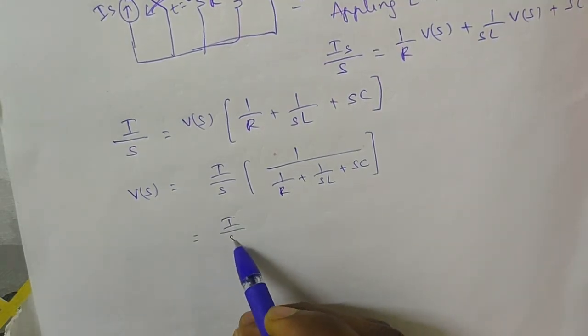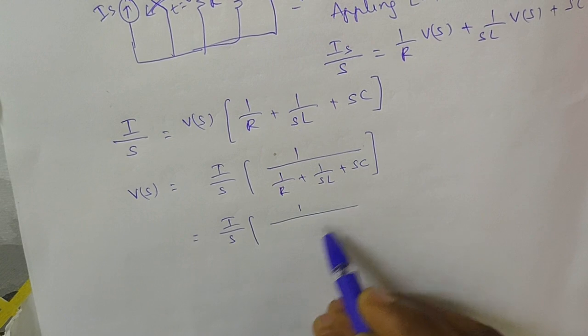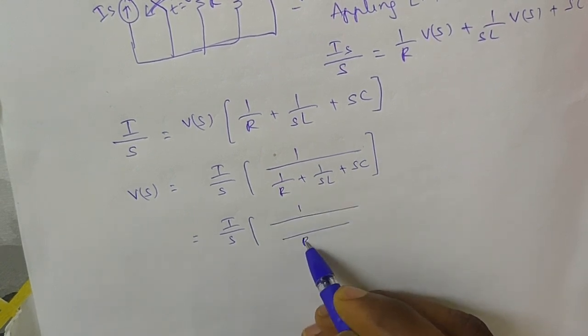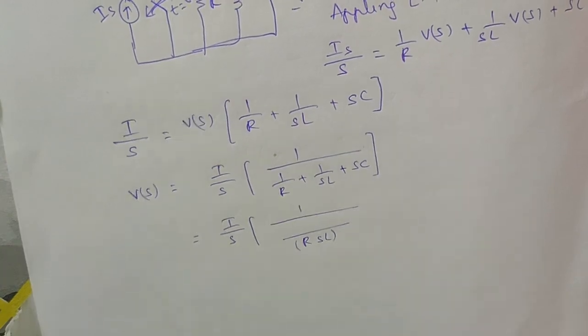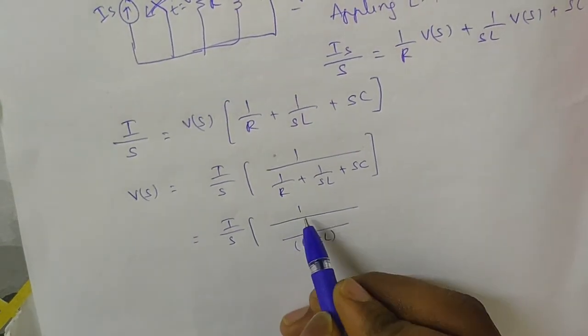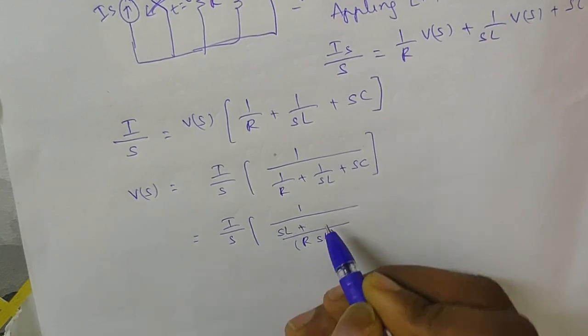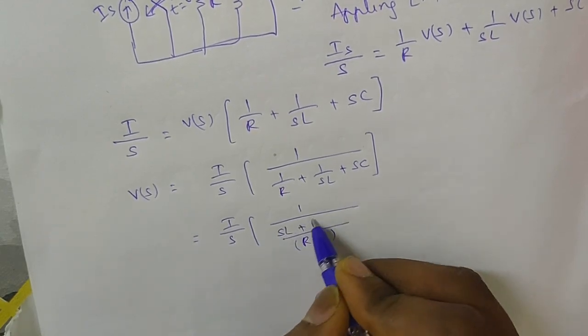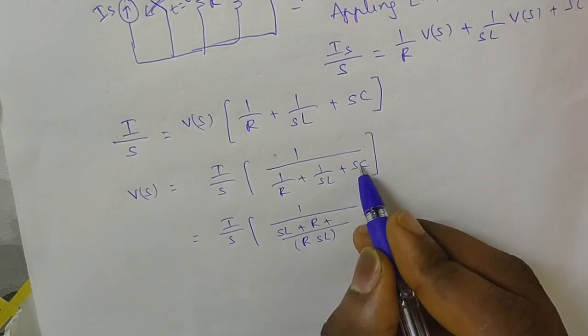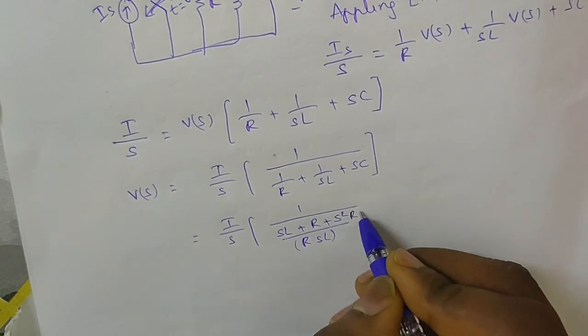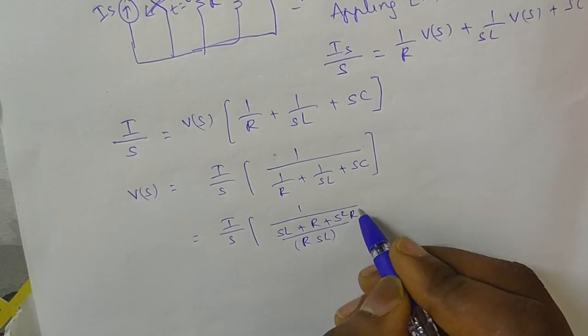Therefore I by S into 1 by, we will take R SL as the LCM factor, and the remaining we will write here: SL plus R plus S square R L C.